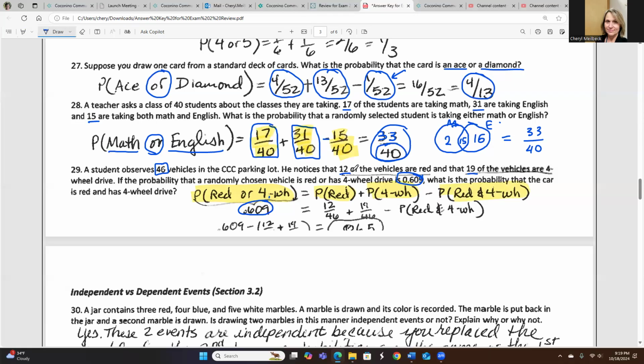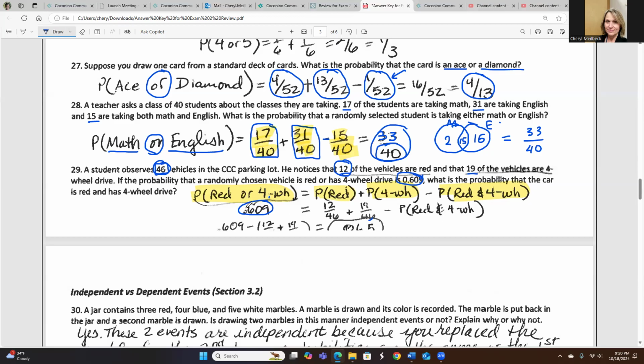The probability that it's red, he noticed that 12 are red. So that's 12 out of 46 because there are 46 total vehicles. He noticed that 19 of the vehicles have four-wheel drive. So the probability of four-wheel drive is going to be 19 out of 46. But he wants to know how much is in the overlap. What is the probability that a car is red and has four-wheel drive? So we set the problem up this way: 0.609 equals 12 over 46 plus 19 over 46 minus the probability of red and four-wheel drive.